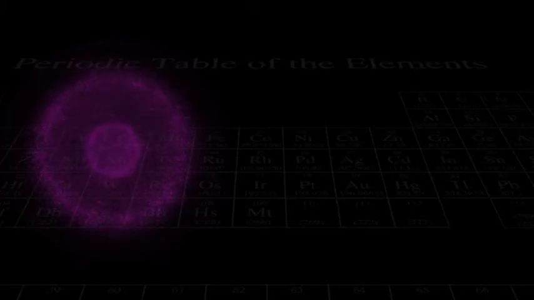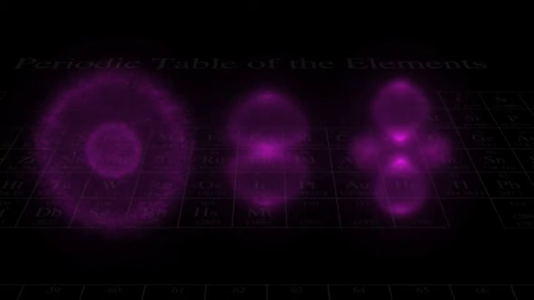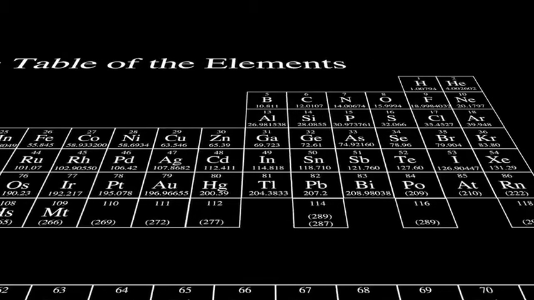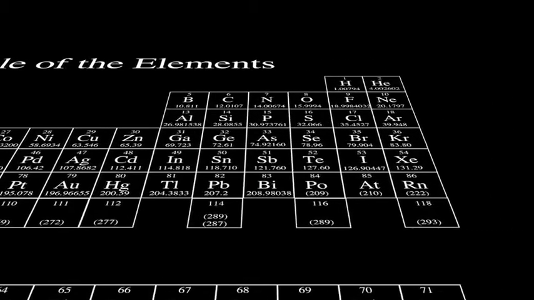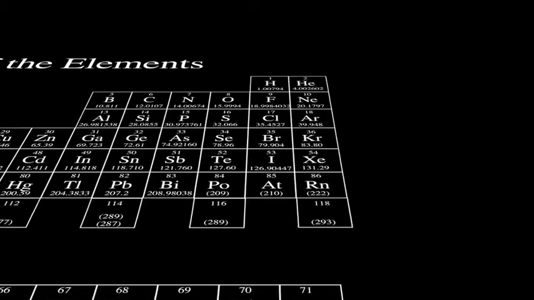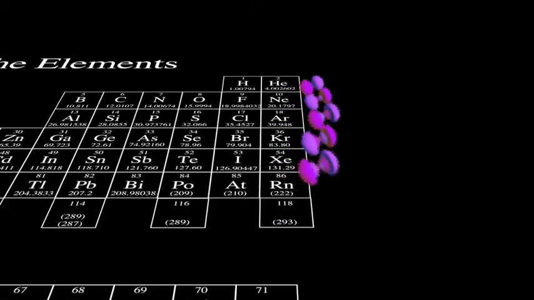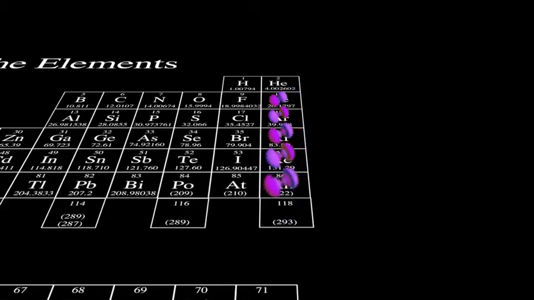And the quantum number L determines the shape of the orbital. All of the elements in the table are arranged into groups based on different values of L. Elements in a given column have their outer electrons in similarly shaped orbitals. And this means they have similar chemical properties.